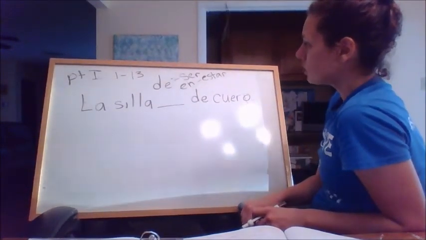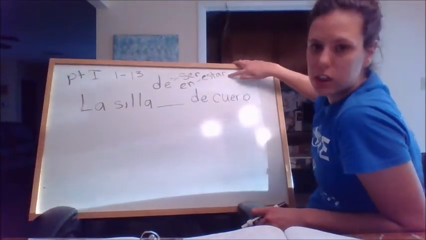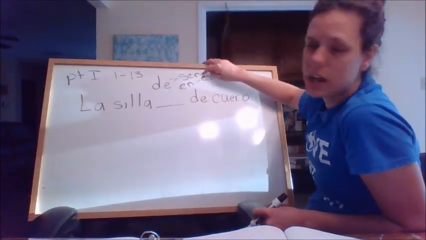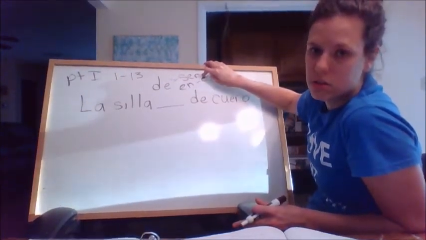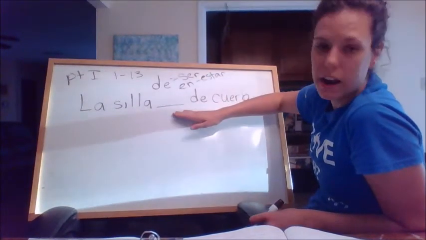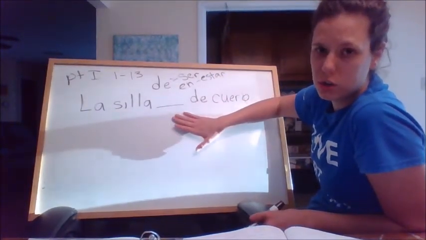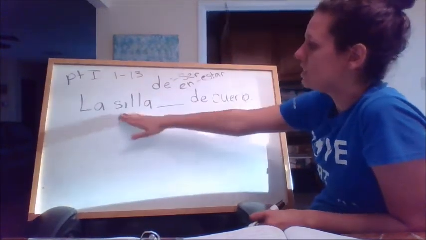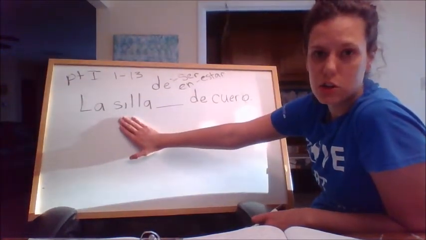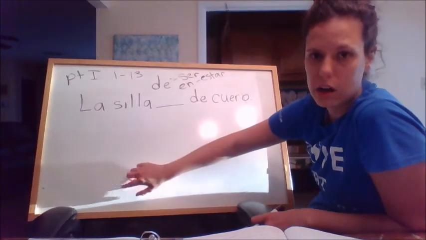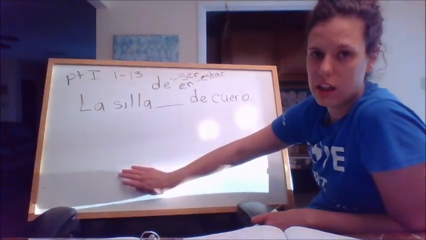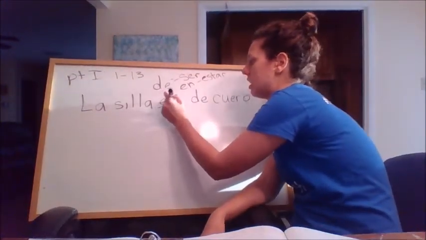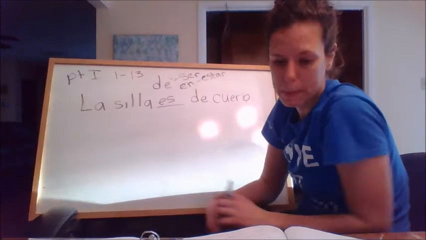We use estar for condition and location, so temporary condition and location. We use ser for everything else, okay? So this is a made of, so it's not condition or location. So it has to be ser. And then la silla is an it, so it gets conjugated with that bottom square on the left-hand side, which is the la usted it form. So it's got to be la silla es, okay?